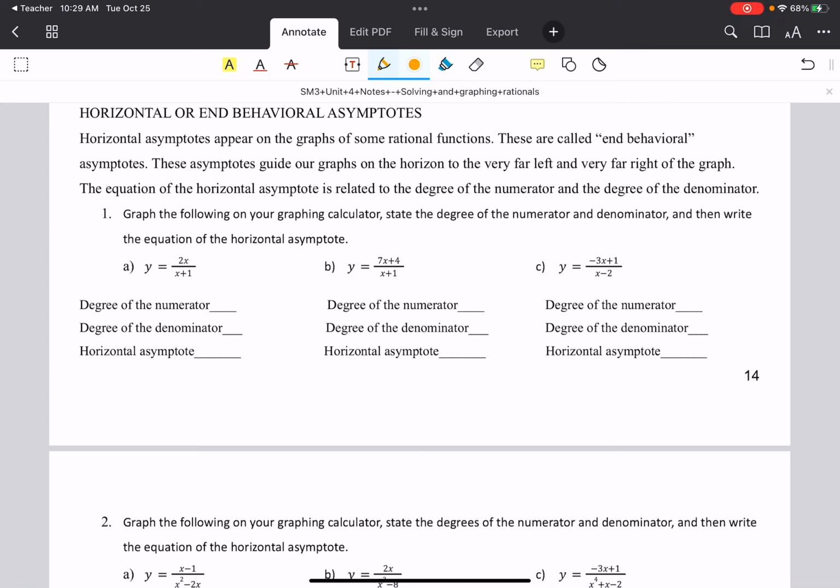I want you to graph this equation on your calculator: y equals 2x over x plus 1. Okay, so what was the degree of the numerator? 1.